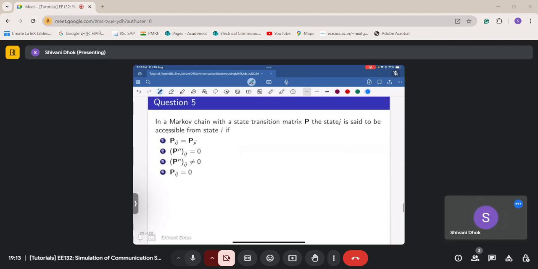So the next question says, in a Markov chain with a state transition matrix P, the state J is said to be accessible from state I if. So this is a definition, and the answer to this is P to the power n, its I comma jth entry, for some n is not equal to 0. So this is a definition for accessible state.